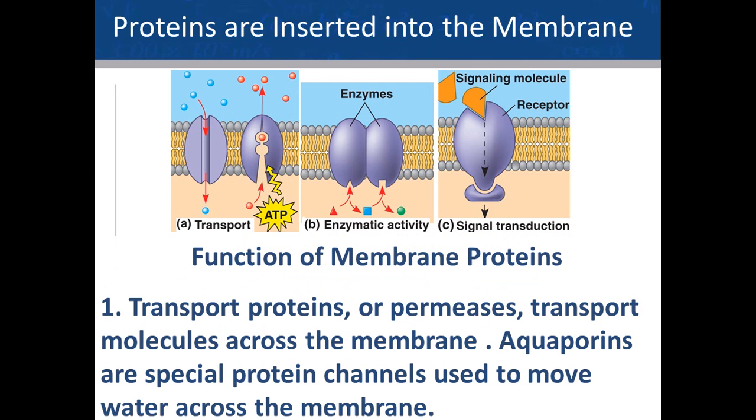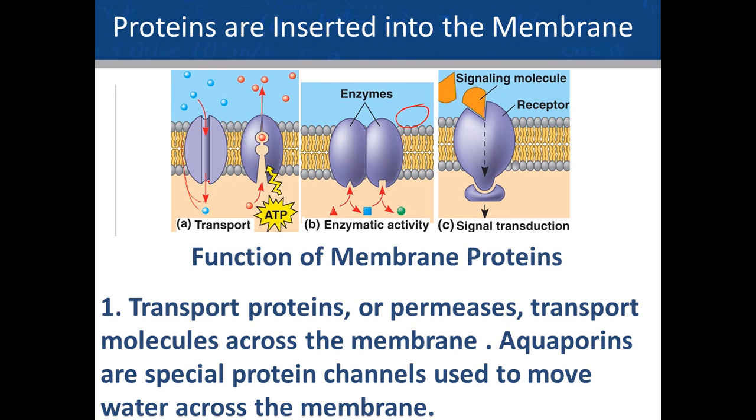So let's talk about those proteins. The proteins are inserted into the membrane layer. There are some proteins that are just on the surface. If the proteins are just on the surface, they're said to be extrinsic proteins. If the protein is inserted into the membrane, then it's said to be an intrinsic protein. Different proteins have different functions in the membrane.